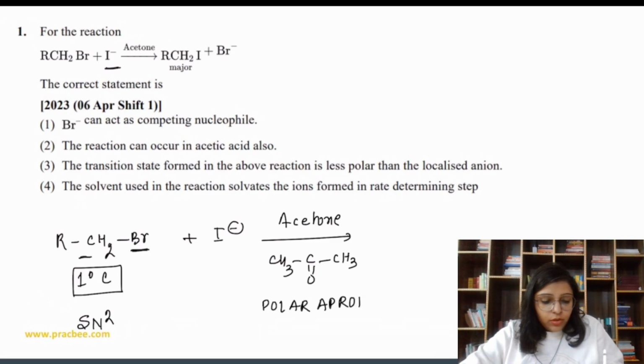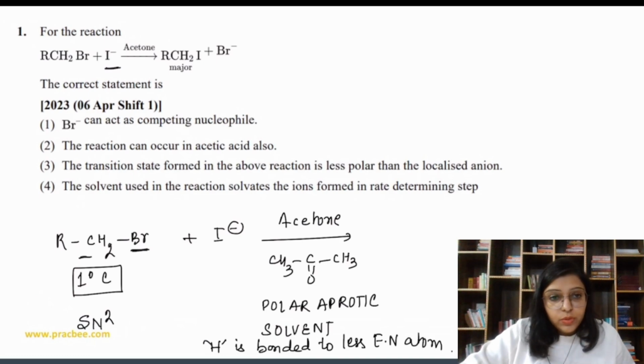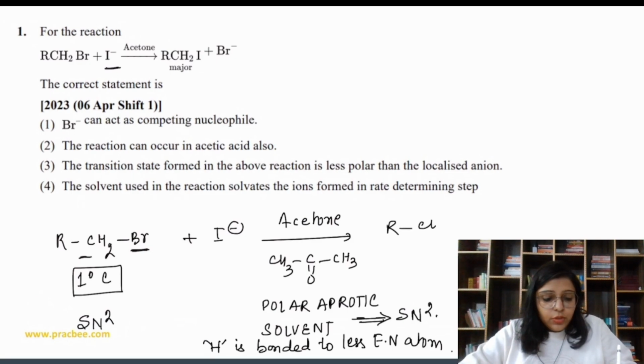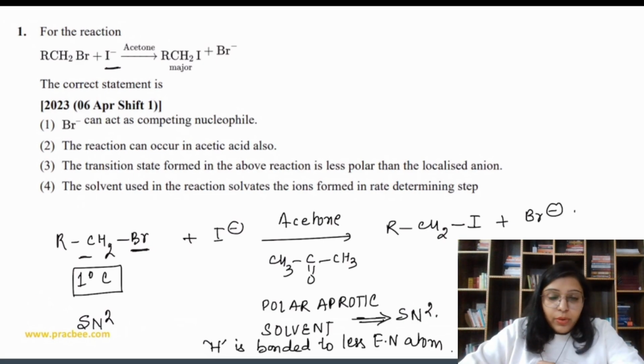What are polar aprotic solvents? Where hydrogen is bonded to a less electronegative atom. So here hydrogen is bonded to carbon, which is less electronegative. So this is a polar aprotic solvent, and polar aprotic solvent favors SN2. Okay. So we get what? Nucleophilic substitution. In place of bromine, we get iodine, and Br minus leaves. Okay, fine. So the correct statement you have to identify.